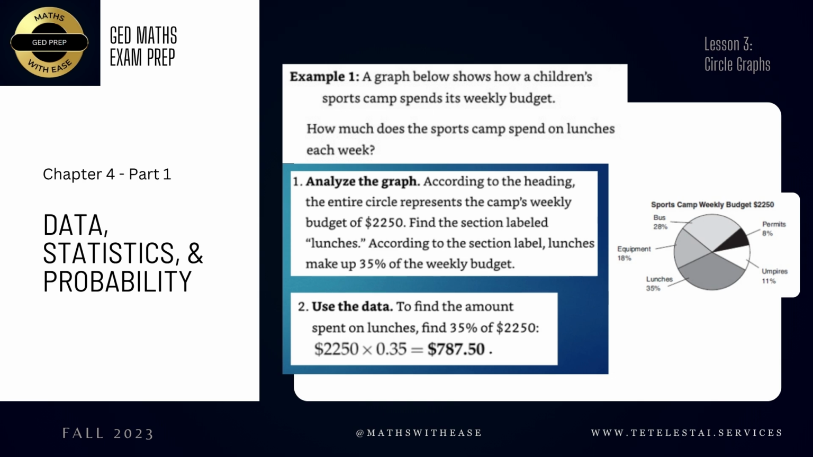And so here we're not dealing with $1, we're dealing with $2,250, and that's being divided into different parts here. They're not equal, but we know that each of these parts has a dollar representation. And when you add up each part, you should get $2,250, okay? And so essentially this question is asking you, of this $2,250, which is being represented by this entire circle, how much are we spending on lunches?